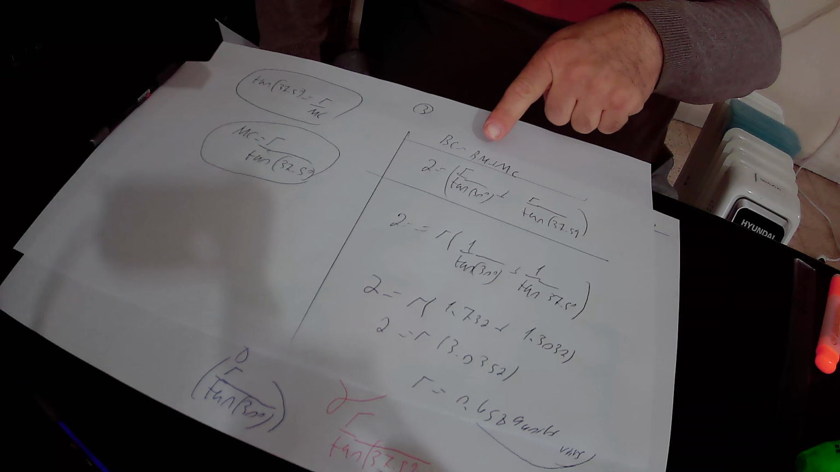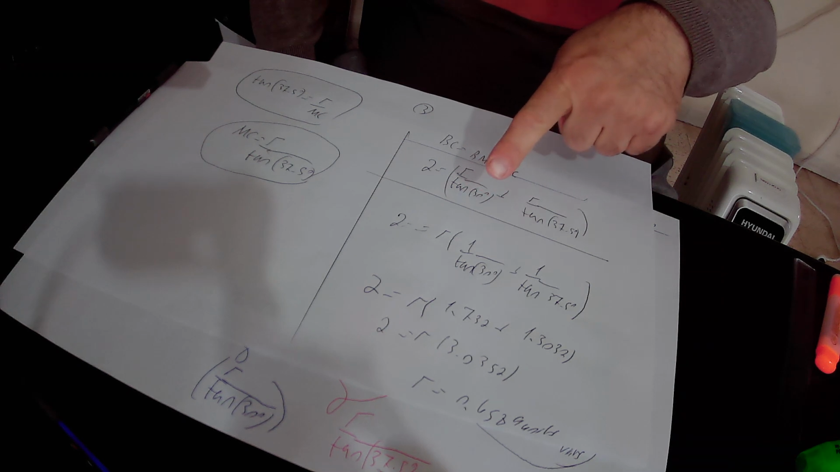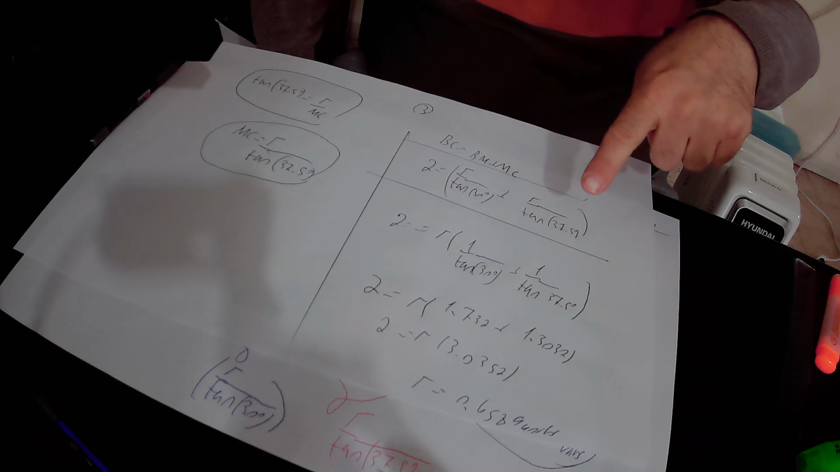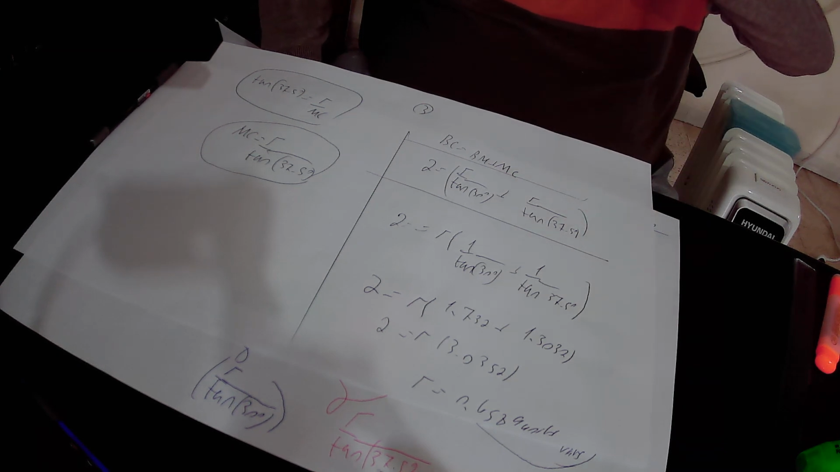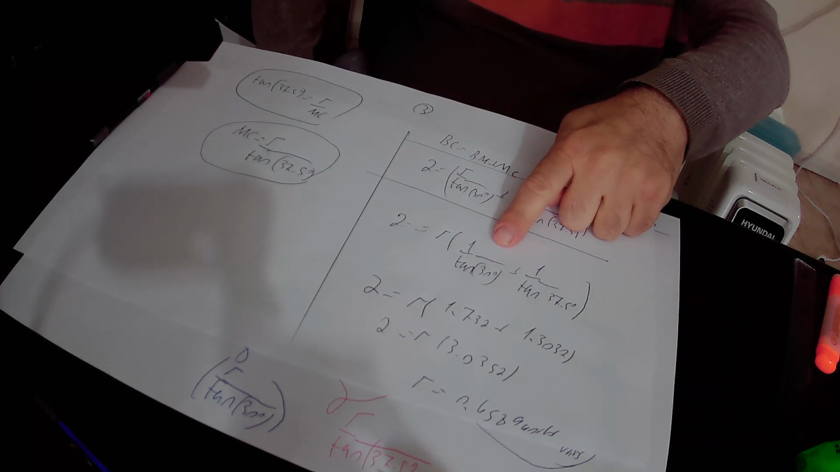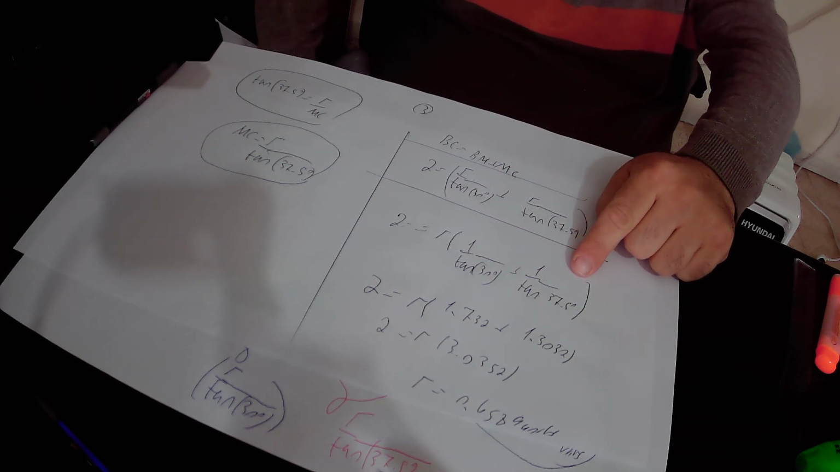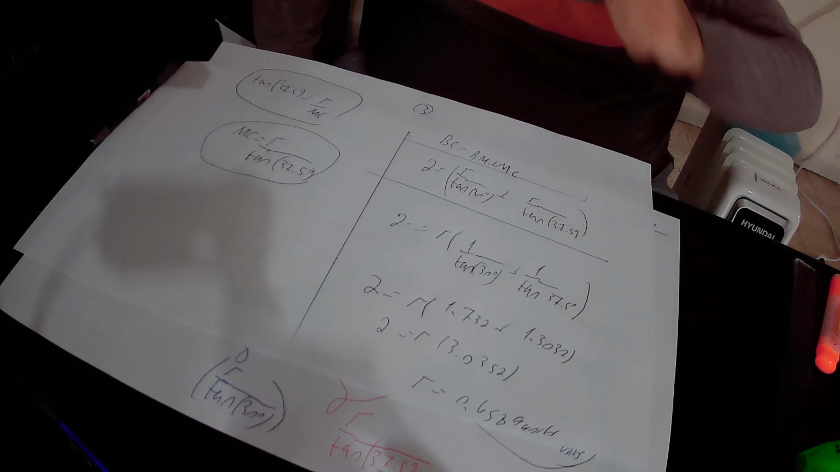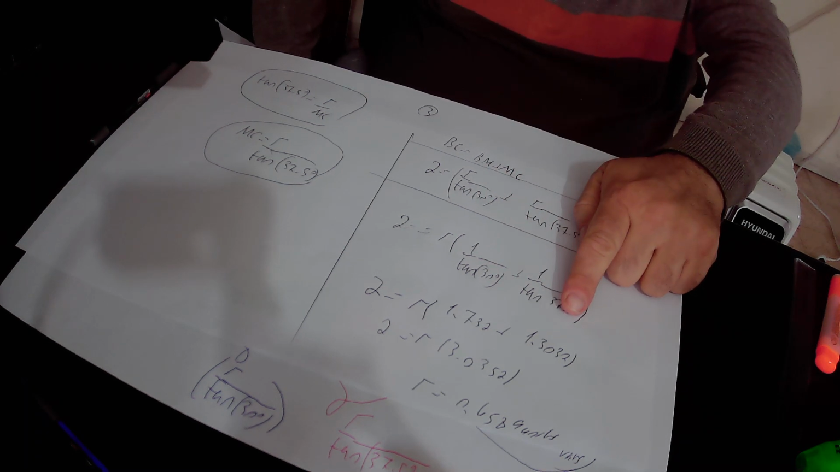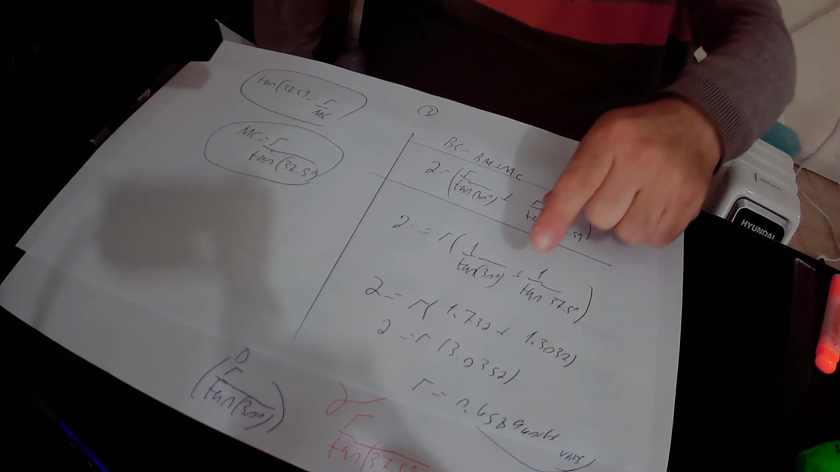Here we took R as a common factor from those two expressions and found out that 2 equals R, and inside the brackets we are left with 1 over tangent 30 degrees plus 1 over tangent 37.5 degrees. So 2 equals R, and 1 over tangent 30 degrees is 1.732, and 1 over tangent 37.5 degrees is 1.3032. So 2 equals R, and 1.732 plus 1.3032 equals 3.0352. So 2 equals R times 3.0352.